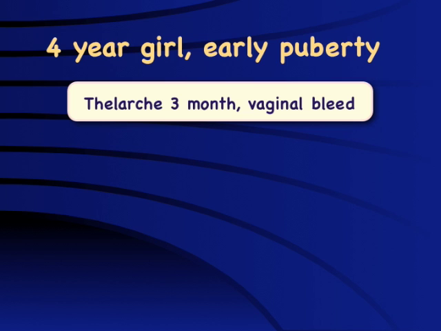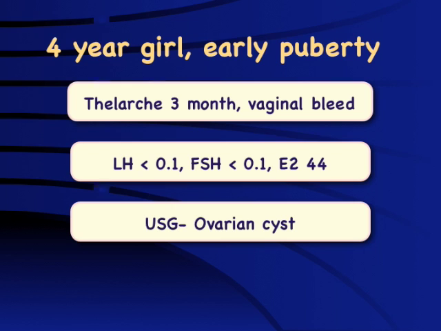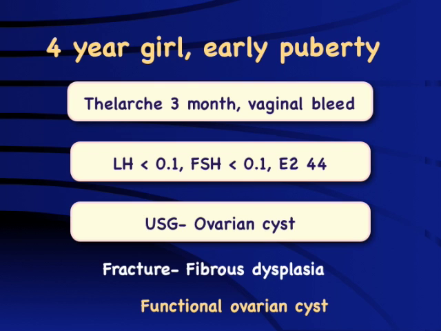4-year-old girl with early puberty had thelarche 3 months ago and had vaginal bleeding, which indicates a discordant pattern of puberty. LH-FSH is undetectable and estrogen is high, which indicates peripheral precocious puberty. Ultrasound showed ovarian cysts. Diagnosis of ovarian cyst was made, but it was not a functional ovarian cyst because a few months later she had fracture and fibrous dysplasia.